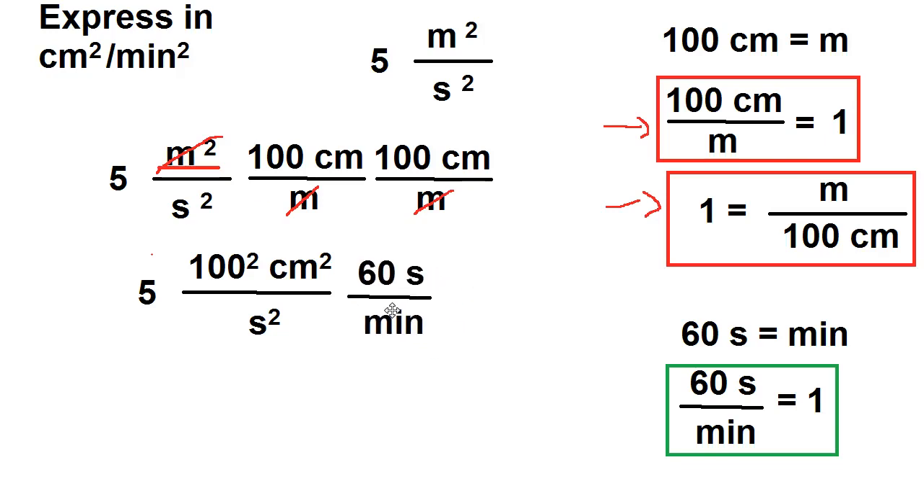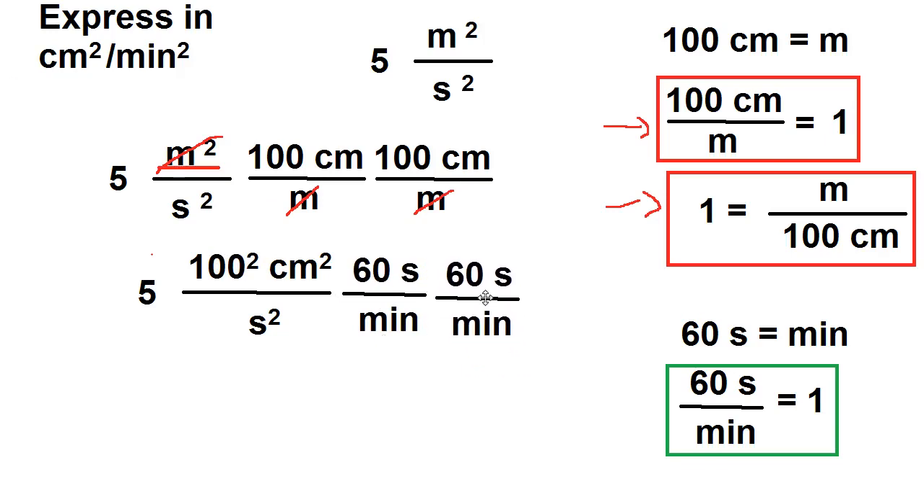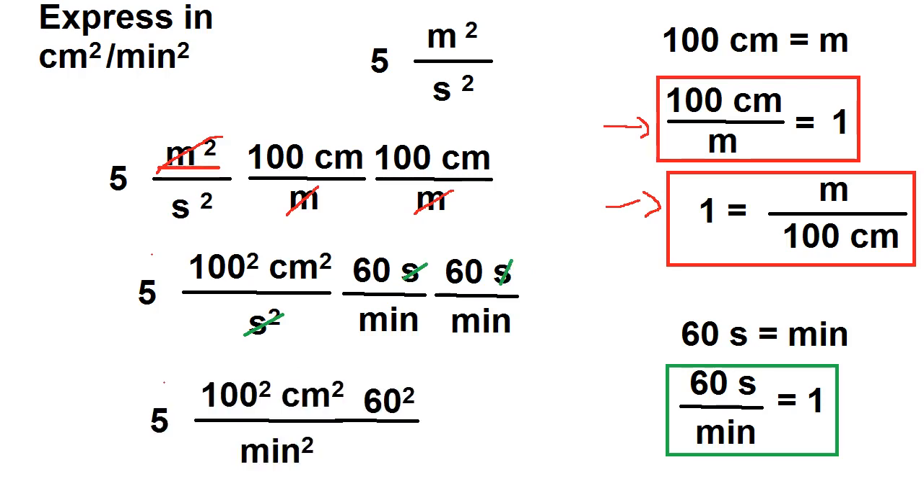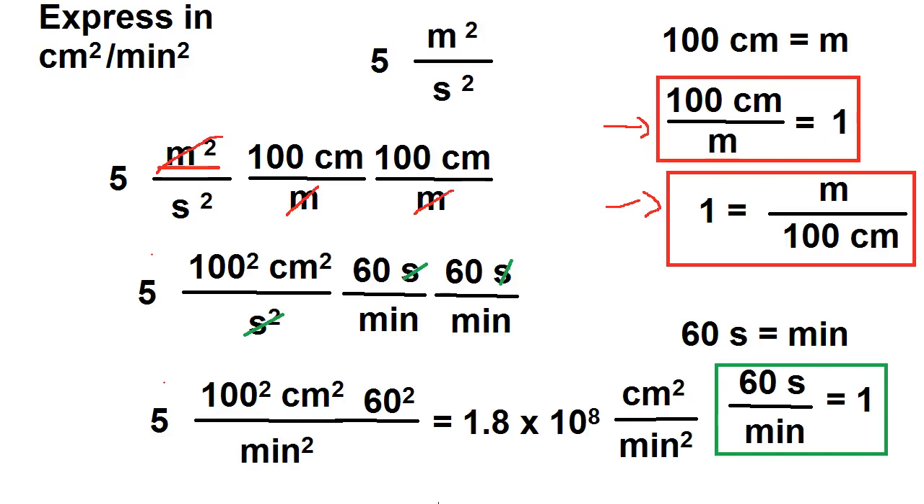And then what we can do is multiply our unit ratio by 1 twice. And the reason for this is it's going to cancel out the seconds squared with the 2 seconds that we have here. And so what this is going to leave us with is 60 squared per minute squared, like so. We can then, again, do the math in the order that we see it. We can do 5 times 100 squared times 60 squared. And putting all our numbers together will leave us with 1.8 times 10 to the 8 centimeters squared per minute squared.